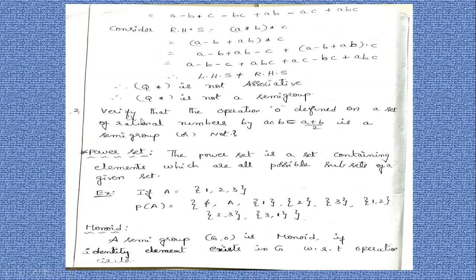Verify that the operation circle defined on the set of rational numbers by a circle b equals (a plus b) by 2 is a semi-group or not. We apply the same process that we followed in the above problem and work out this problem.